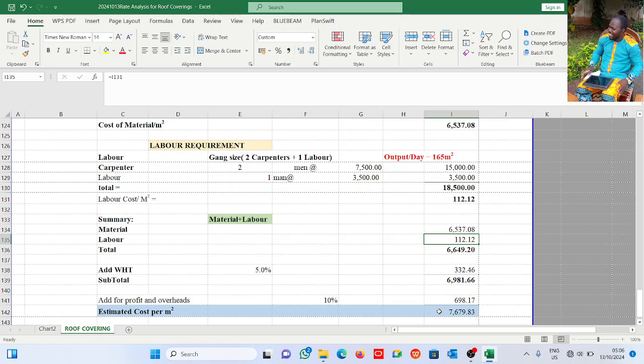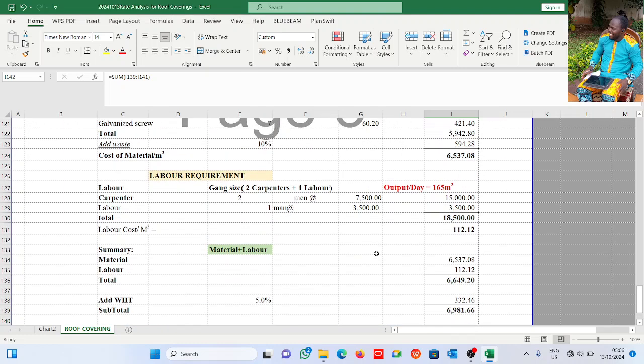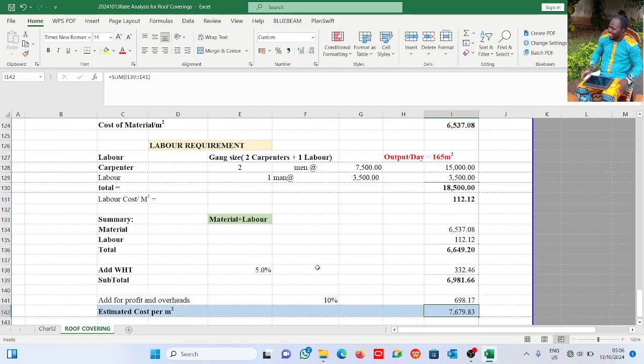So this is the average cost for a stone coated roofing sheet. Basically, their prices vary from location to location. So this is a guide, right? Get the material cost of what's applicable in your location, apply it, and you are good to go.